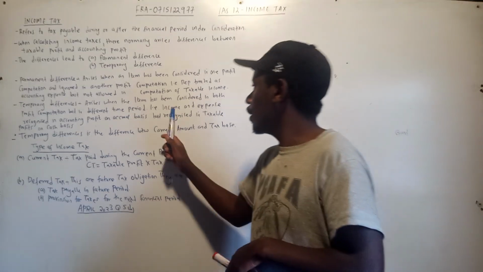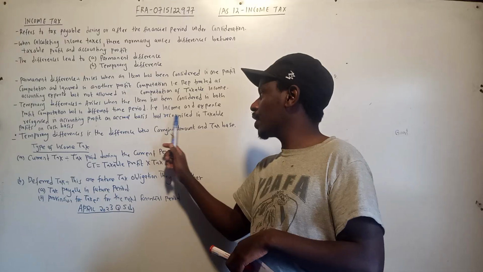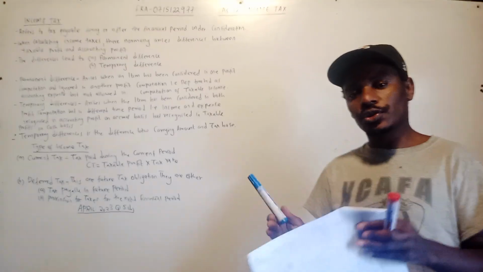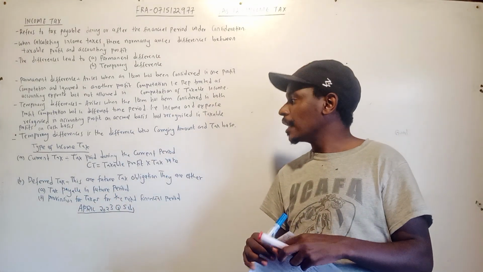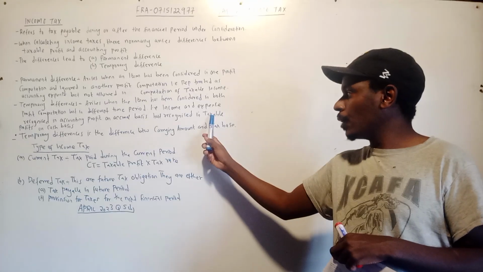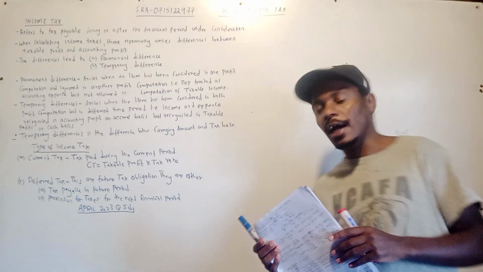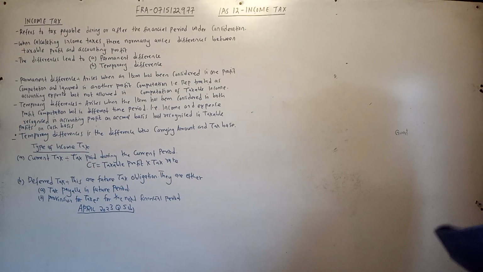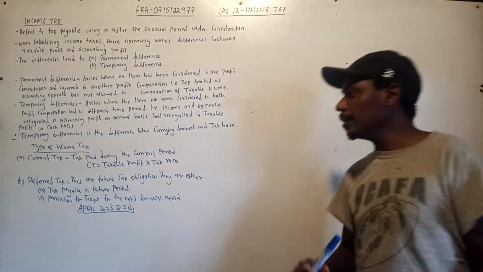That is, income and expenses are recognized in the accounting profit on accrual basis, but recognized in taxable profit on cash basis. So the same amount is considered in a different period. For the accounting, it is considered when the item has been incurred, even if the cash has not been paid. But for the taxable profit, it is only considered when the cash has been received. Now, temporary difference is the difference between the carrying amount and the tax base.